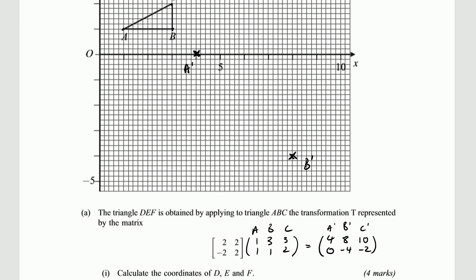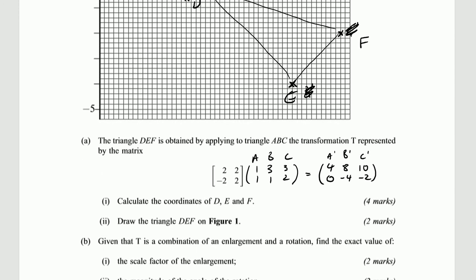And C ends up at 10, minus 2. So 10, minus 2, I believe I've got that right if I put it here. And I would connect these up with a ruler, obviously, to make the new triangle, and they're calling that D, E, and F. So I'll say D, E, and F there. So we can see this is not a simple transformation at all. The shape's distorted and changed up in all sorts of interesting ways.